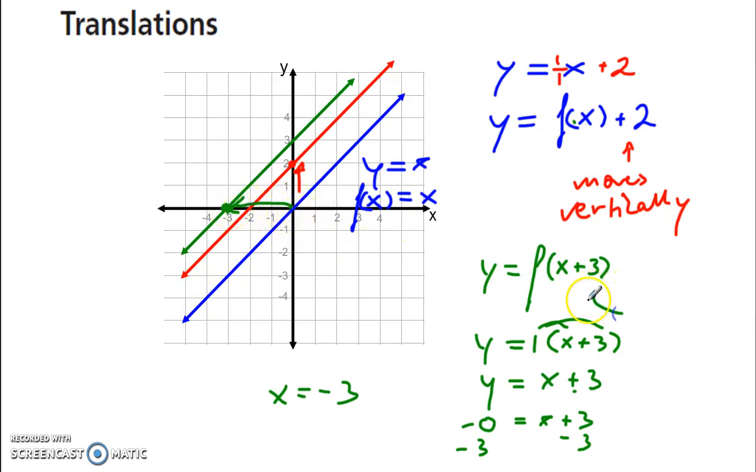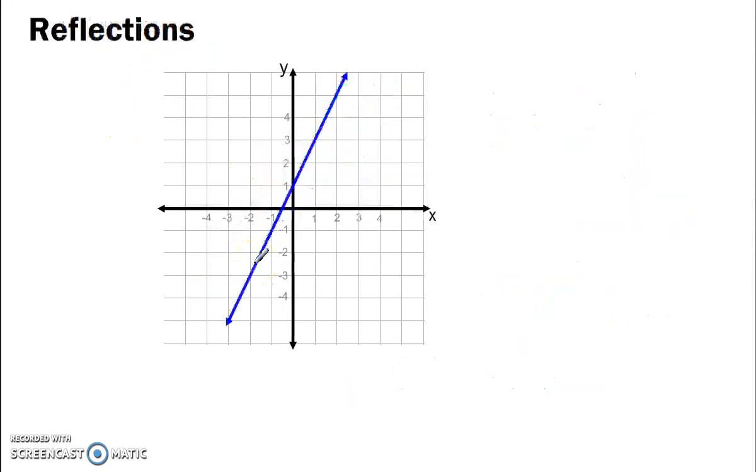So if we add to the x inside before we do the input, then it moves horizontally. Okay, that much for translations, first off. Now let's have a quick look at reflections.